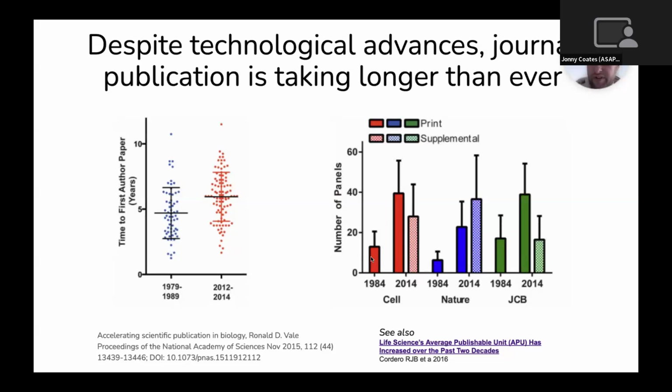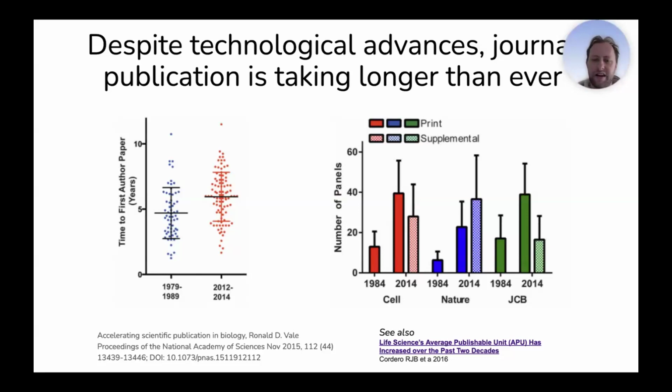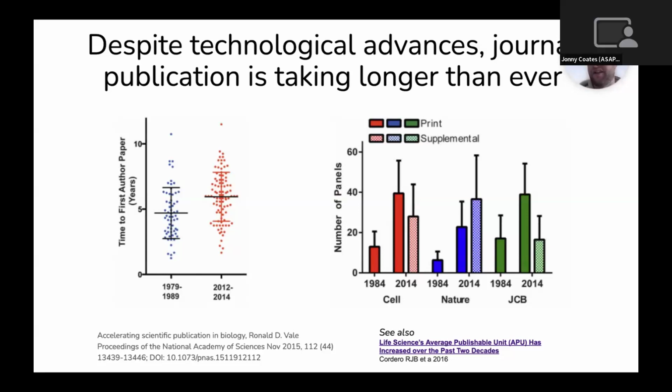And then by 2014, not only had this doubled, if not tripled in some cases, we also had supplemental data now, where at best, the supplemental data was as much data as required for a full paper in the 1980s, in the case of JCB here. In the case of Nature, the supplemental data is something like 5 times greater now than an entire paper in 1984. This is not sustainable. This is not speeding up science. And I would also argue this is not necessary.